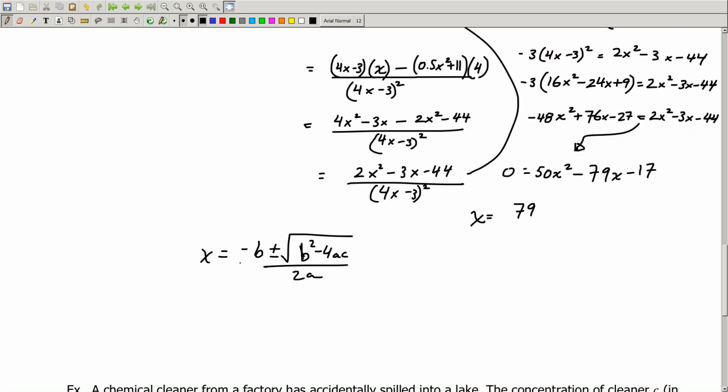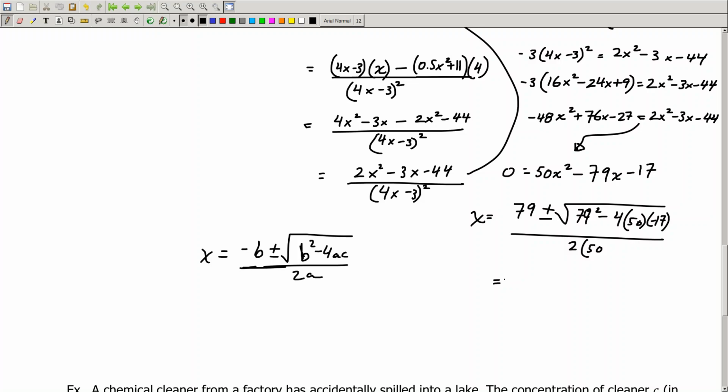Okay, so negative b in this case is going to be a positive 79 because b itself is negative. 79 plus or minus square root of 79 squared minus 4 times 50 times negative 17, all over 2 times 50, which is 100. And what do you end up getting here? Let's see. 4 times 50 times 17 is 3,400, plus 79 times 79. Okay. And then square rooted.